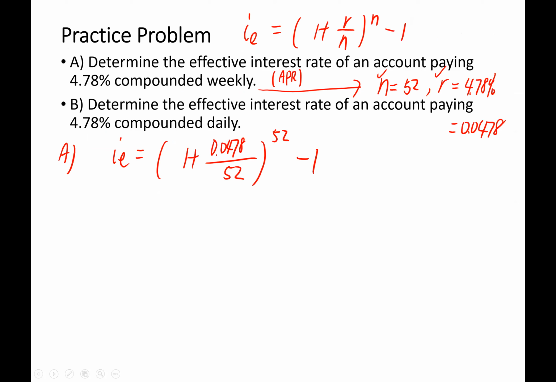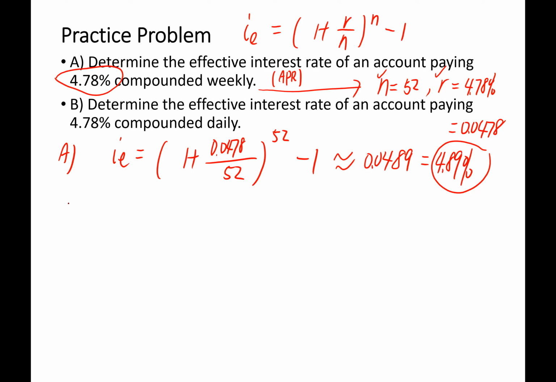So this answer turned out to be approximately 0.0489, and when you convert it to a percentage, it's 4.89%. If you look at it, it's about 0.11% higher than the nominal interest rate, right? So that means your real borrowing cost is usually slightly higher. That's what the effective interest rate demonstrates, or gives us a better idea of what your real borrowing cost is.